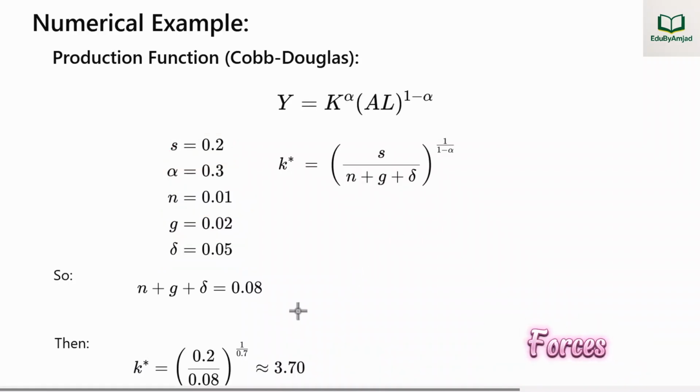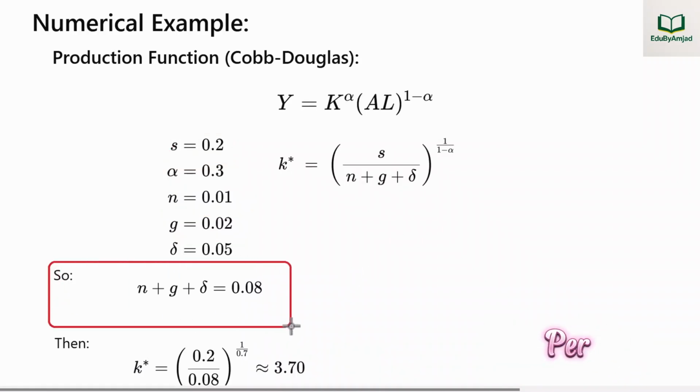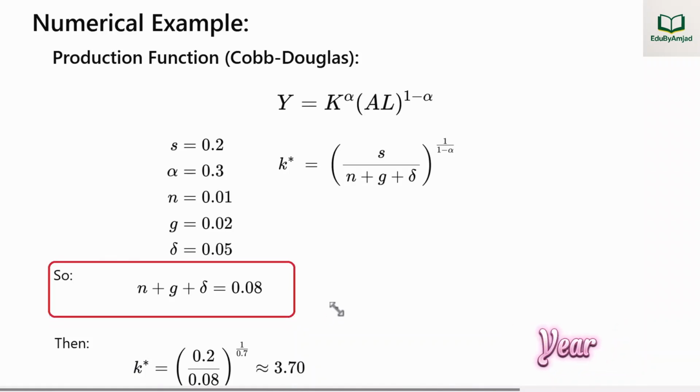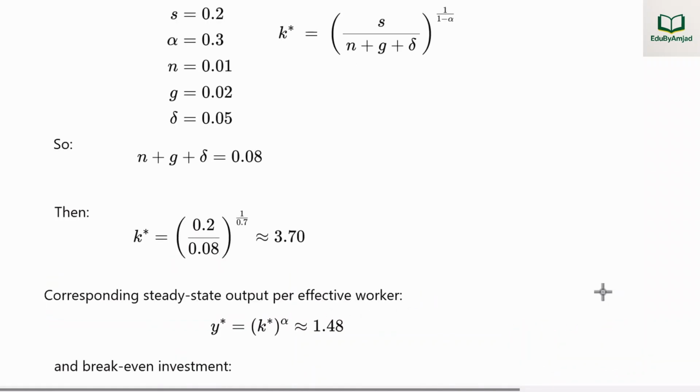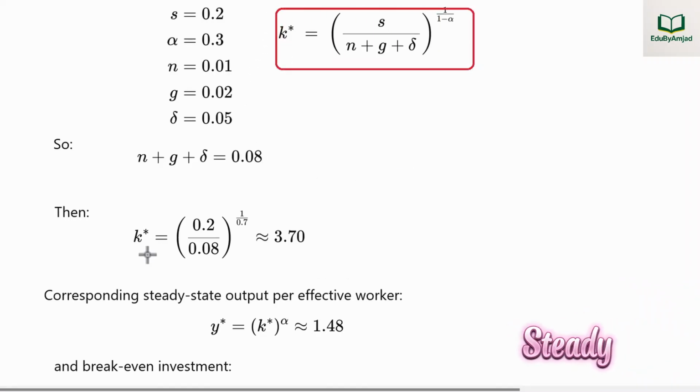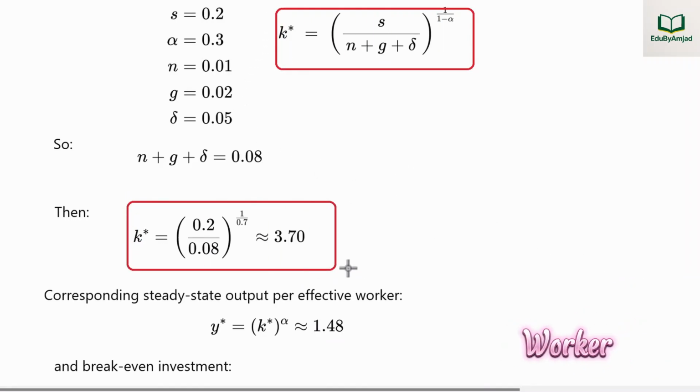Together, these forces imply that 8% of capital per effective worker must be replaced each year just to keep capital per effective worker constant. Using the steady-state formula, we compute the steady-state level of capital per effective worker. The result is approximately 3.7 units. This is the long-run level toward which capital per effective worker converges.